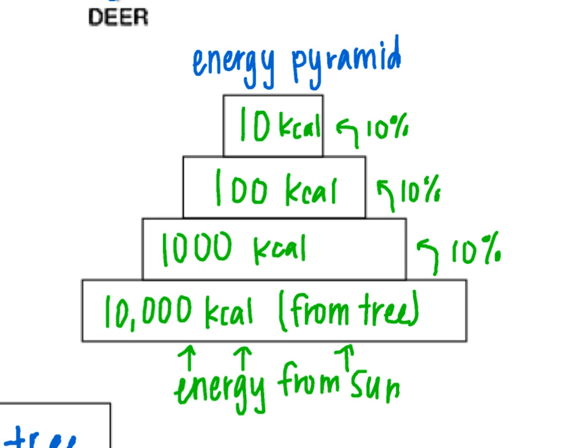So we start out with 10,000 kilocalories from the tree, and we know that only 10% can get passed on to the next level. So if you move the decimal over, that gives you 10%. So that's 10% of 10,000 would be 1,000 kilocalories. That's how much energy gets passed on to the ants and the beetles. And then we have, in the next level, 100 kilocalories gets passed on to the birds, and only 10 kilocalories gets passed on to the snake. So those are our pyramids for this ecosystem.